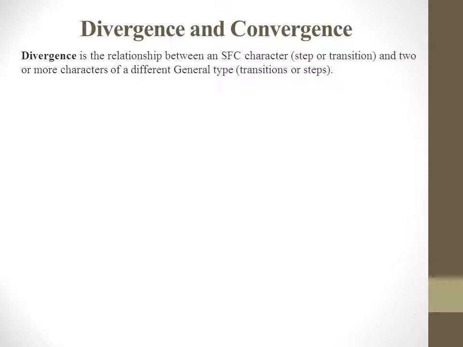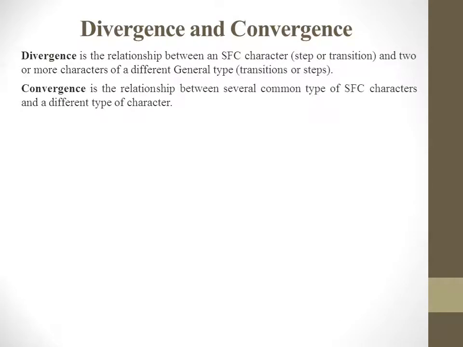The next elements of this language are divergence and convergence. Divergence is the relationship between an SFC character, step, or transition and two or more characters of a different type. Convergence is the relationship between several characters of the same type and a different type of character. Divergence and convergence can be alternative or parallel.